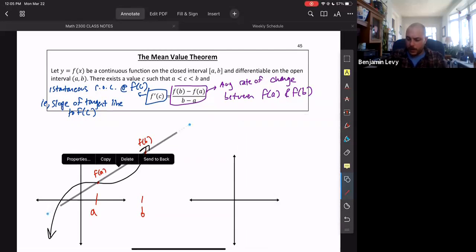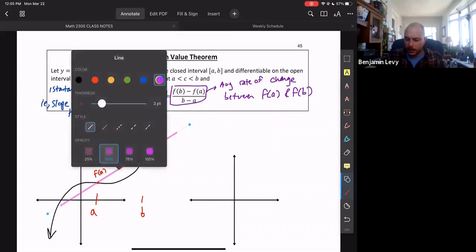I wanted that to be red. No, I actually wanted it to be purple. I wanted to match the thing up top there.